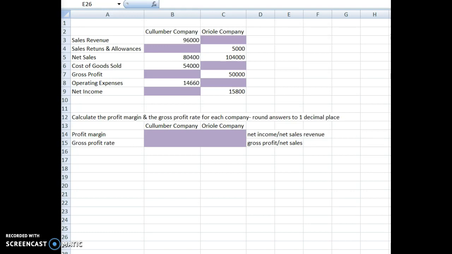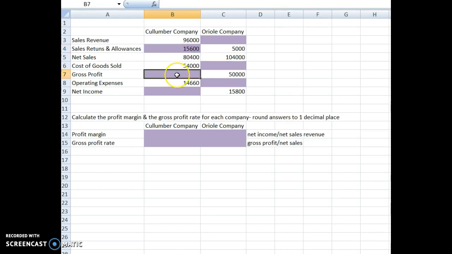I just went down the column. With having the sales revenue and our net sales, what we need to do is subtract the net sales from our sales revenue, and that will give us our sales returns and allowances. With the problem I was given, you probably have a different amount, sales revenue is $96,000, net sales is $80,400, and so that difference is going to be $15,600.